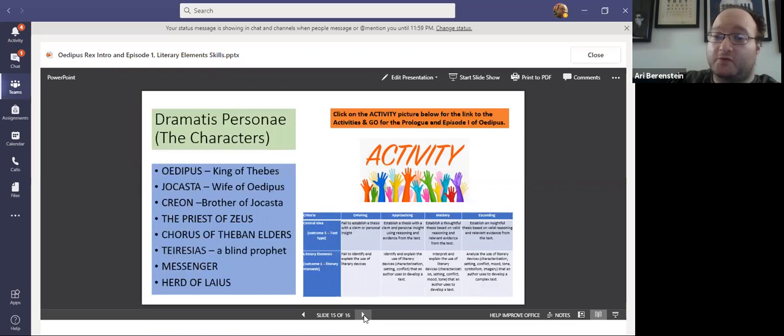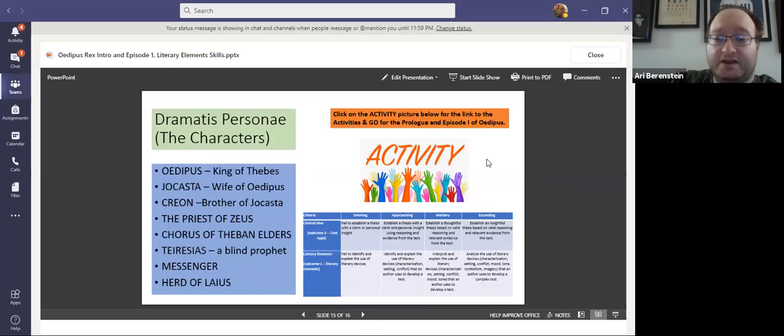Oedipus, obviously the most important character, King of Thebes; Jocasta, his wife; Creon, his brother; the priest of Zeus, a priest who represents the gods; the chorus, which we talked about earlier; Tiresias, who is a blind prophet. There was a slide on prophecy you can read for yourself earlier in this PowerPoint. And then the messenger and the herd of Laius. These are characters later in the story.